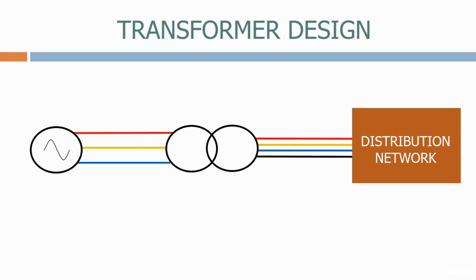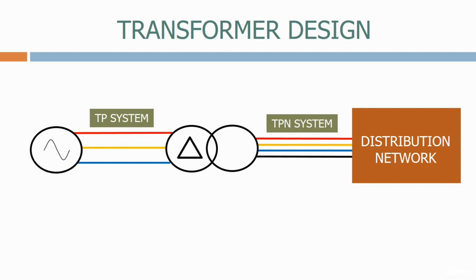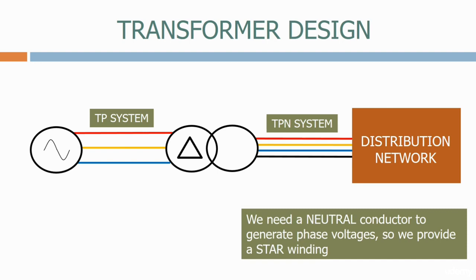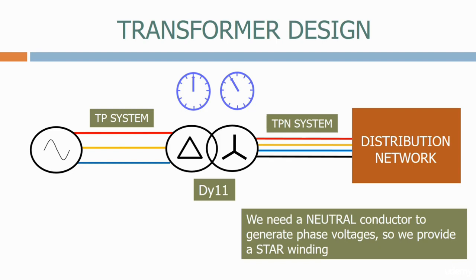Let's now look at a different configuration, where we have a transformer connecting a generator to a distribution network. Again, the generator has a TP system, and therefore we use a delta winding on the primary. The distribution network is a TPN system, or three-phase and neutral system. We need a neutral conductor to generate phase voltages, so we provide a star winding. The transformer is therefore a DY11.